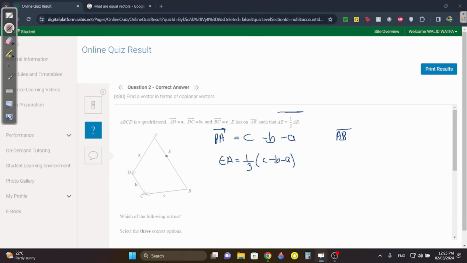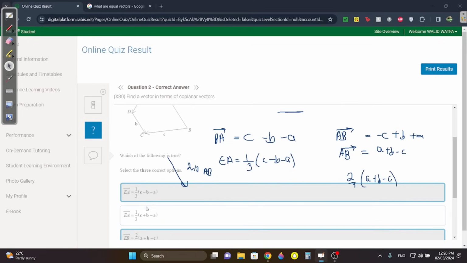If you want, instead of finding it all again, you know AB is just the opposite of BA. So what's the opposite of C? It's minus C. What's the opposite of minus B? Plus B. Opposite of minus A, plus A. So you could just rewrite this as A plus B minus C. These are the same thing. Since they want EB, it's actually 2 over 3 of AB, so 2 over 3 of A plus B minus C. I think that's correct. Yeah.